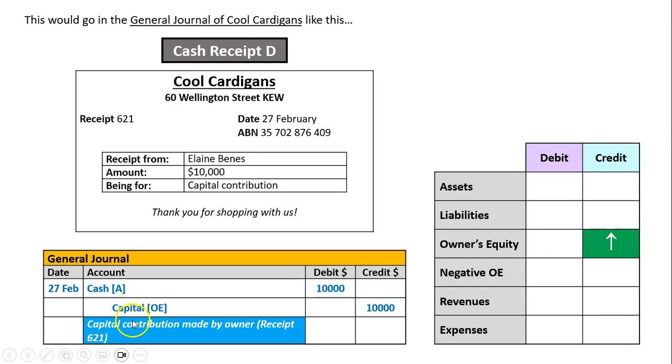And just because it was a transaction between the owner and the business doesn't mean there shouldn't be a source document for the transaction. There should be a source document for every transaction, and we just record it like we would any other transaction in the general journal of the business.